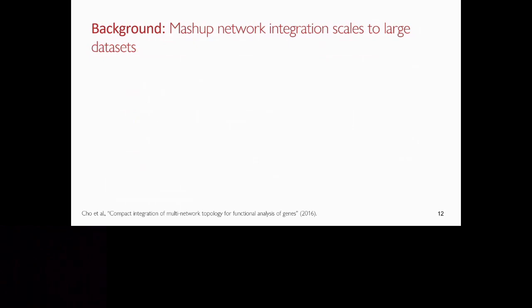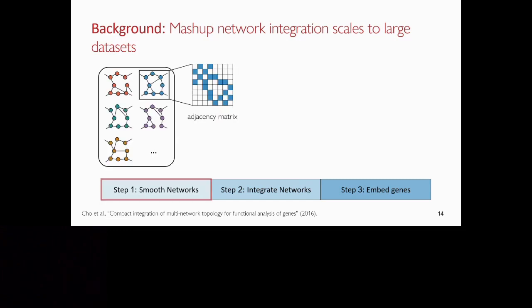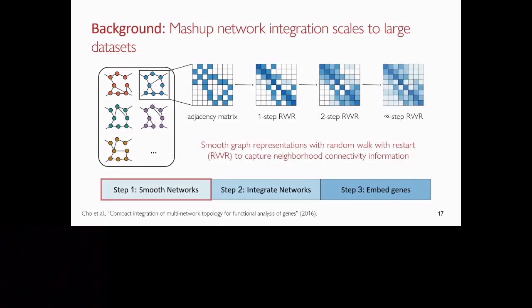So now that I've gone over the problem setting, I want to briefly go over a popular existing method called Mashup that we build off of due to its extreme scalability. We can fundamentally divide Mashup into 3 main steps. In the first step, given the adjacency matrix representation of each network within the collection, they iteratively smooth this representation using random walk with restart, where after the first step, we have a little bit of information about the immediate neighborhood of each node. Second step, we've expanded that neighborhood size. And of course, we can repeat until convergence, where we get a smoothed understanding of how genes are connected.